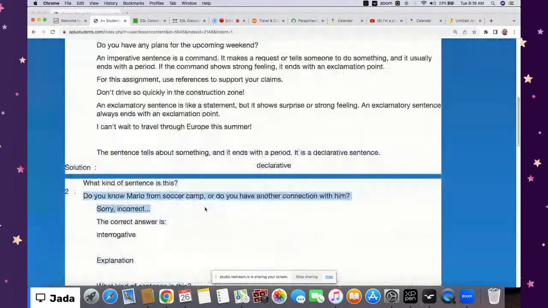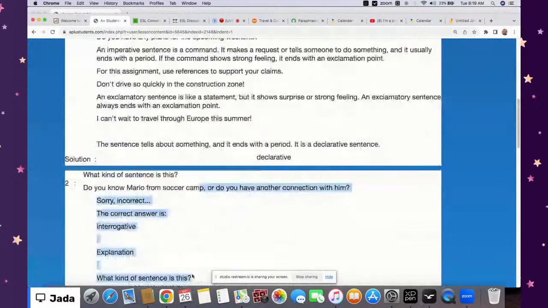Do you know him from soccer camp, or do you have another connection with him? This is a question, right? It's interrogative because it's asking something.